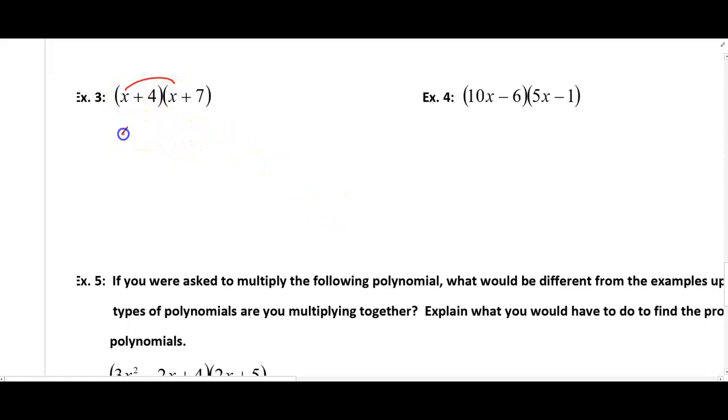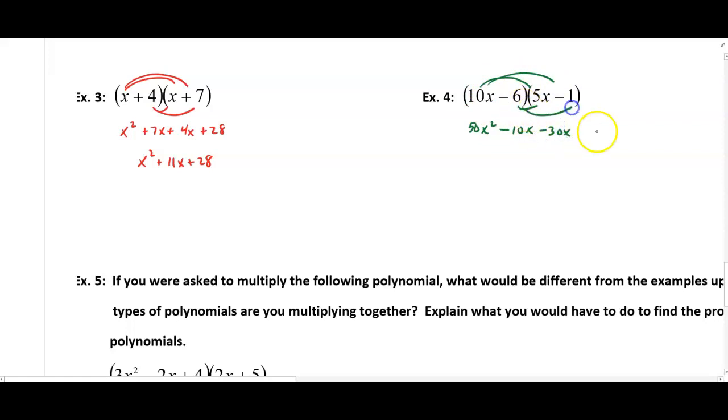So, x times x, x squared, plus x times 7 is 7x, plus 4 times x is 4x, plus 28. Combine those middle terms, x squared plus 11x plus 28. And the last one, 10x times 5x will give you 50x squared. 10x times negative 1 is minus 10x, minus 30x, plus 6. So 50x squared minus 40x plus 6. And we are done there.